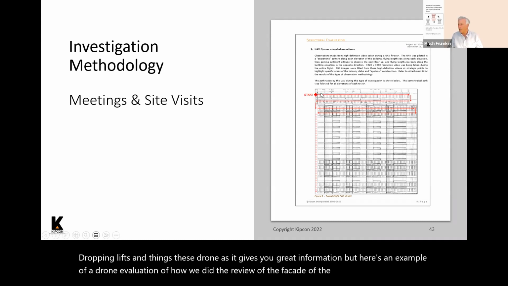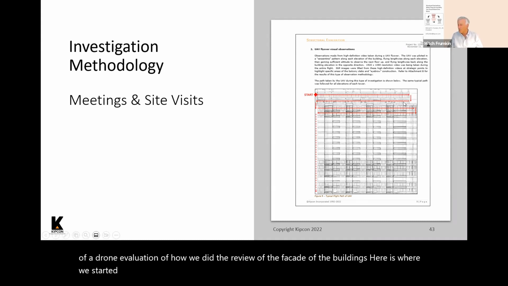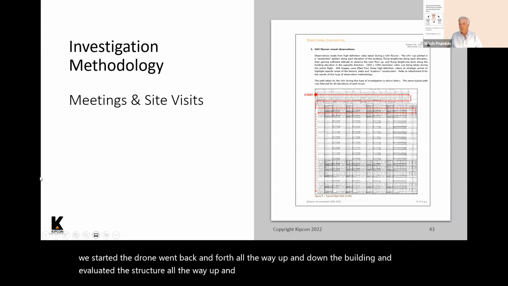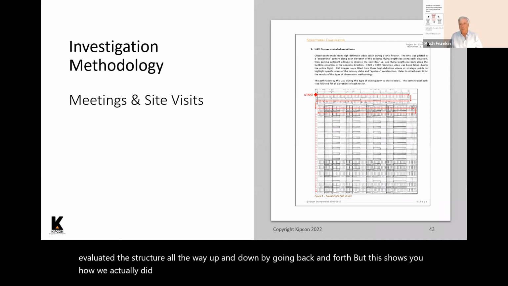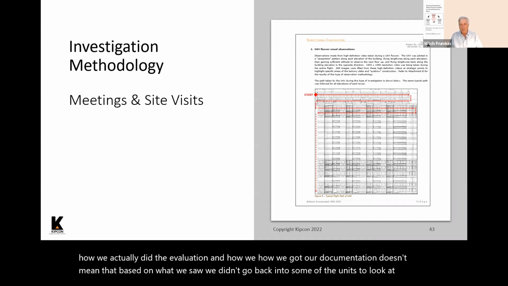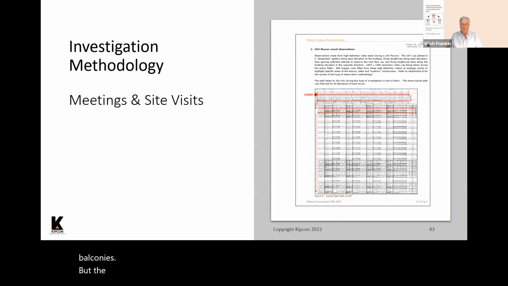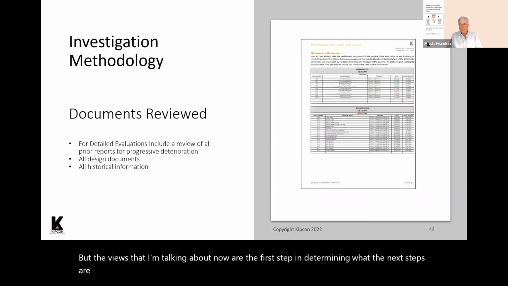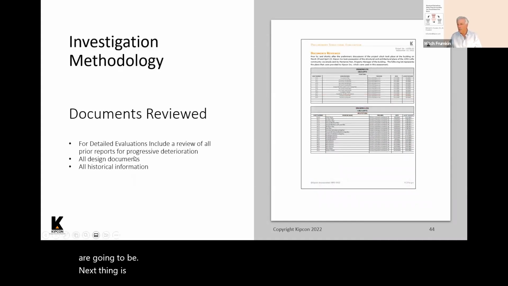Here's where we started. The drone went back and forth all the way up and down the building and evaluated the structure all the way up and down by going back and forth. But this shows you how we actually did the evaluation and how we got our documentation. Doesn't mean that based on what we saw, we didn't go back into some of the units to look at the balconies, but the views that I'm talking about now are the first step in determining what the next steps are going to be. Next thing is to review documentation.